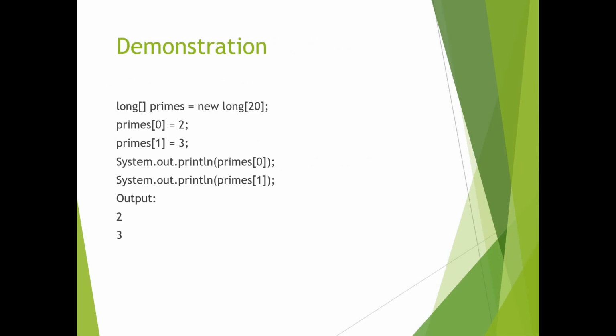What is the demonstration? It is a long array, so it can hold up to 20 long numbers. Prime 0 is 2 and prime 1 is 3. Like this we can go on adding the elements here.